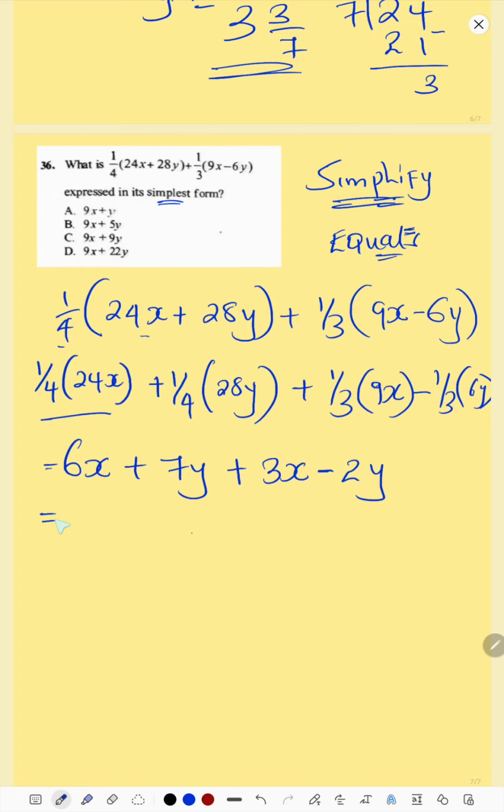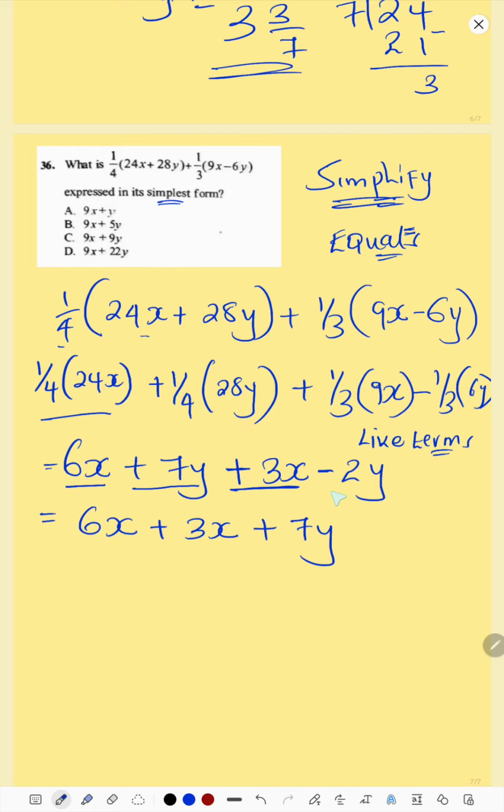And now we can put like terms together. So we take 6x and 3x. Remember, the number will take the sign before it. So 3x will be plus 3x, and then plus 7y, and then minus 2y. Then we can simplify further. 6x plus 3x is 9x, plus 7y minus 2y is 5y. We cannot simplify further because we don't have any more like terms.